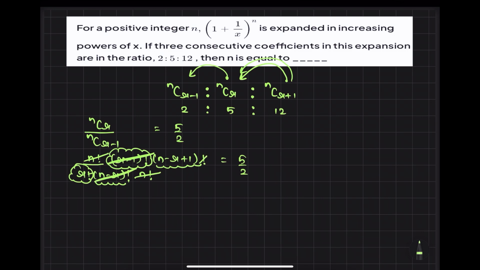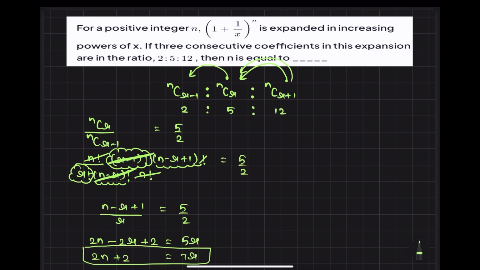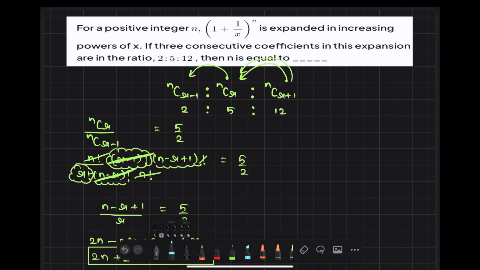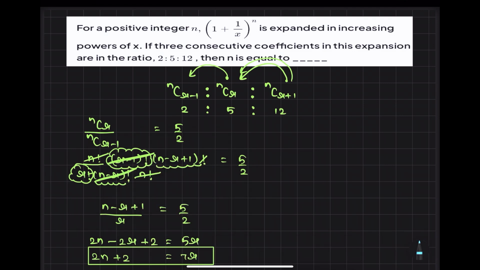So you can utilize this and we will be left with n minus r plus 1 by r equals 5 by 2. Okay, so do the cross multiplication. So we have 2n minus 2r plus 2 equals 5r. Okay, now can I write 2n plus 2 is equal to 7r? So we got our first equation in terms of n and r. Okay, now look at this. So first thing was done. Now go with the next part.